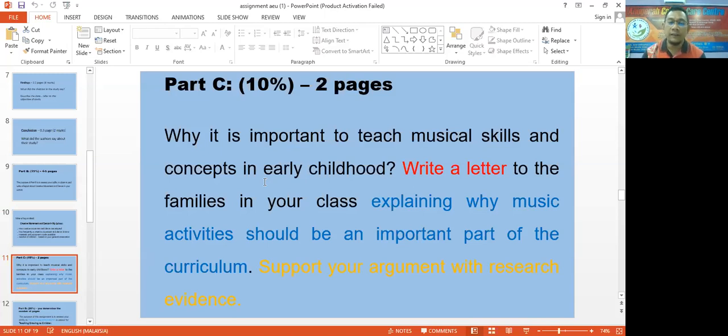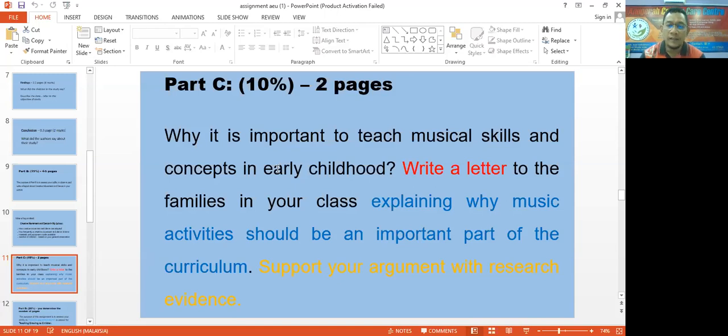All right, firstly, write a letter means a formal letter. Remember, a formal letter. If you can't remember what a formal letter is, you can find it on Google. Make sure you choose the correct format for the formal letter. You can use your school letterhead, it doesn't matter. You write to the families in your class and tell them why music activities are very important.